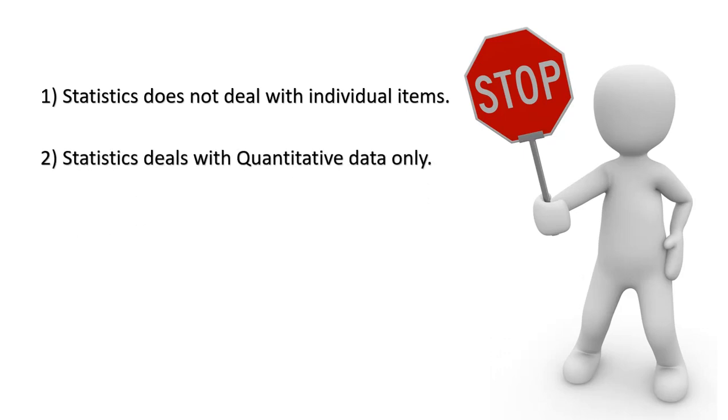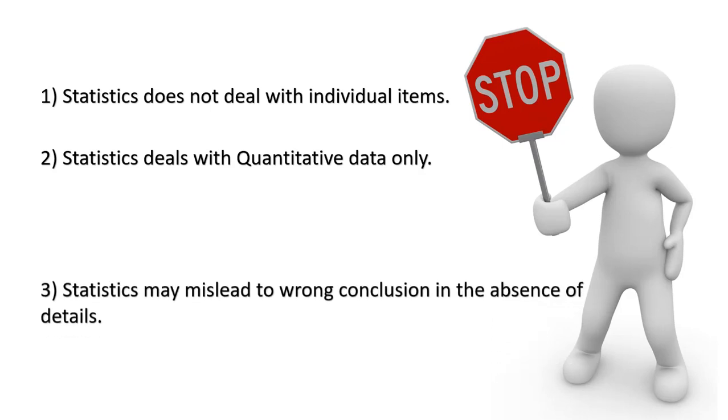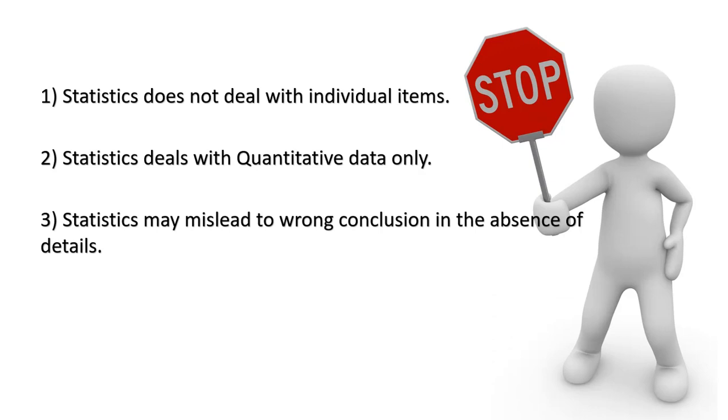2, statistics deals with quantitative data only. Whenever we are calculating, measuring, using statistical tools, and analyzing data, we need to have quantitative data. So what about qualitative data? We will discuss later how we can analyze qualitative data when doing statistical measurements. 3, statistics may mislead to wrong conclusions in the absence of details. And 4. Statistical laws are true only on average.